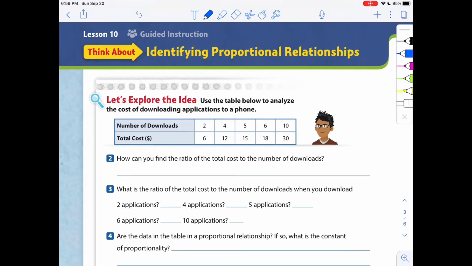Let's analyze this table. How can you find the ratio of the total cost to the number of downloads? Remember, a ratio is comparing two things. So in this question, we are comparing the total cost to the number of downloads. In order to find this ratio or this comparison, we divide. And for this example, we would divide the total cost by the number of downloads.